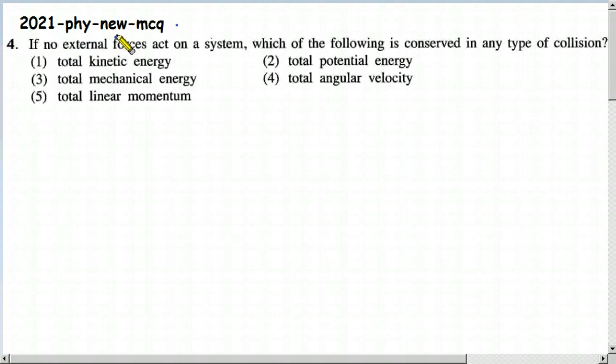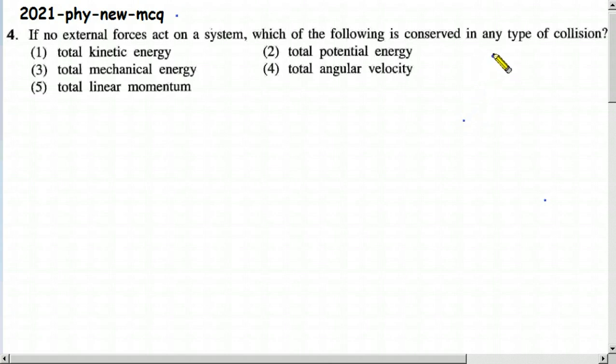Children, today I am going to discuss question number 4 from the MCQ part of 2021 Physics new syllabus paper. If no external forces act on a system, which of the following is conserved in any type of collision? First one, total kinetic energy. Second one, total potential energy. Third one, total mechanical energy. Fourth one, total angular velocity. Fifth one, total linear momentum.